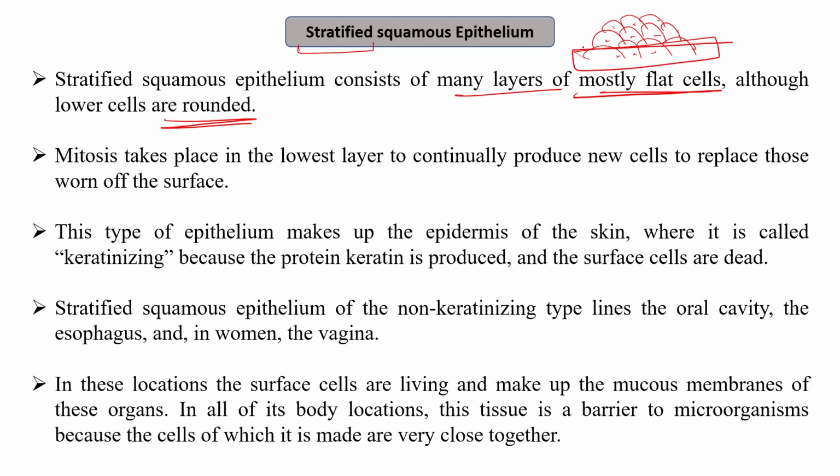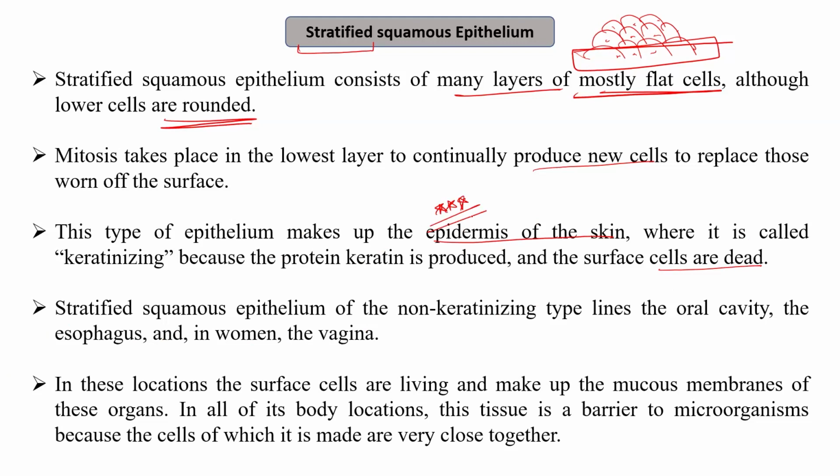The cells in the lowest layer keep on dividing to produce new cells to replace those which are worn off on the surface. So if there is any damage to the surface cells, the mitosis taking place in the lower layer keeps producing new cells that continuously replace the old cells worn off on the surface. This type of epithelium makes up the epidermis of the skin, where it is called keratinizing because keratin is produced and the surface cells are dead.